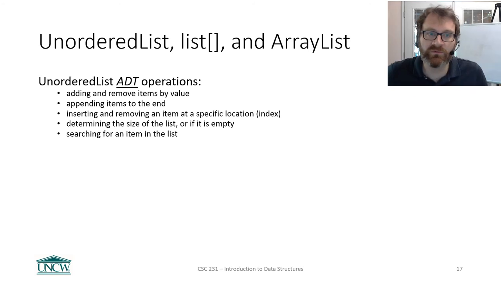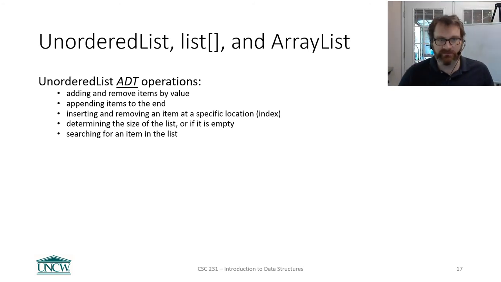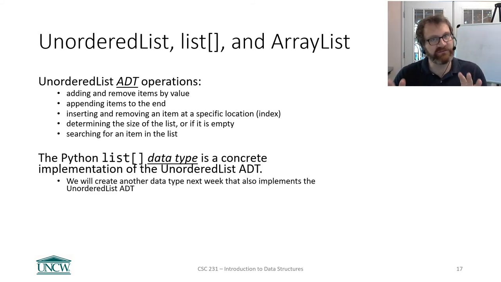What can you do with an unordered list abstract data type in any language? An unordered list should be able to add and remove items by value, append items to the end, insert and remove at a specific index, tell you how big it is or if it's empty, and you should be able to search an unordered list. Again, these are general concepts of what you can do with a list, right? And you could do this with a list that you had on a sheet of paper. Remove the fifth item in the list. Search to see if Bob is on my sheet of paper. These are abstract concepts.